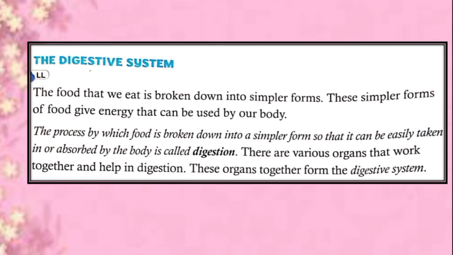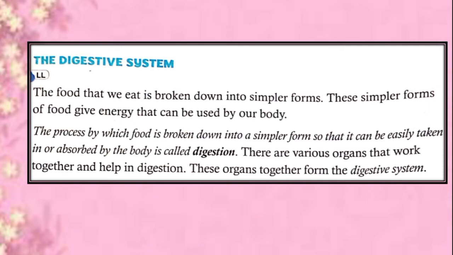The food that we eat is broken down into simpler form because we cannot swallow food in one big gulp. So we need to break down our food into simpler form, and these simpler forms of food give us energy that can be used by our body for doing different activities.